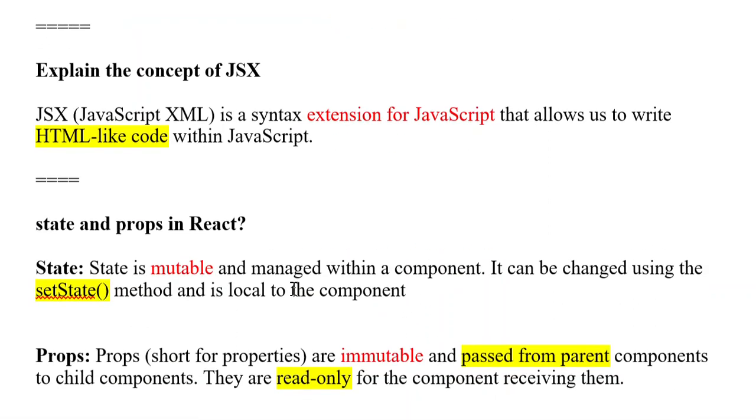Explain the concept of JSX. JSX is nothing but JavaScript XML. It's basically a syntax extension for JavaScript that allows us to write HTML-like code within the JavaScript. That is JavaScript XML.